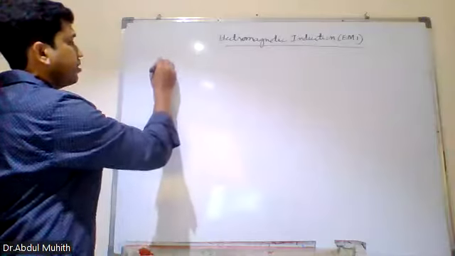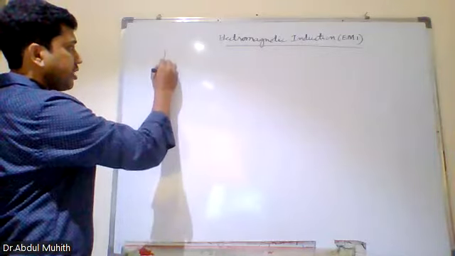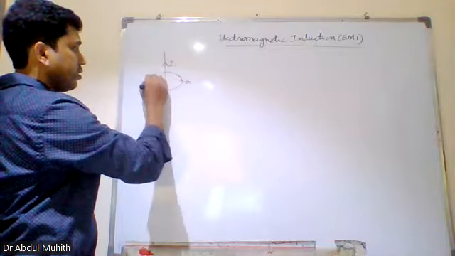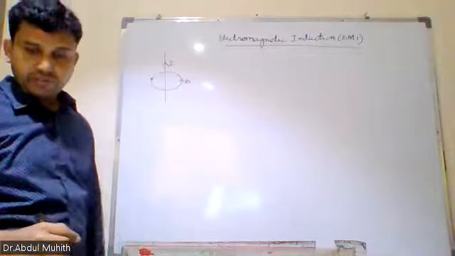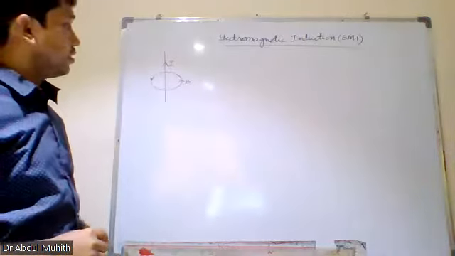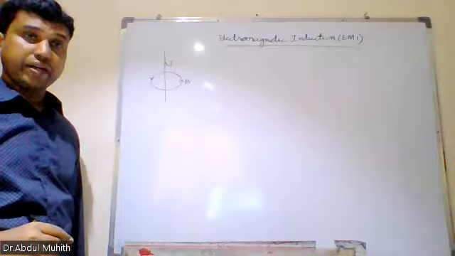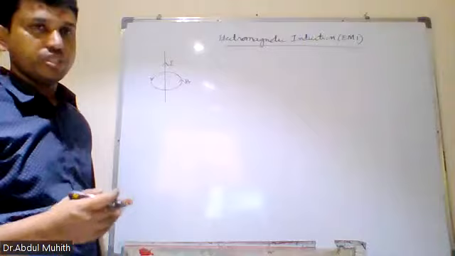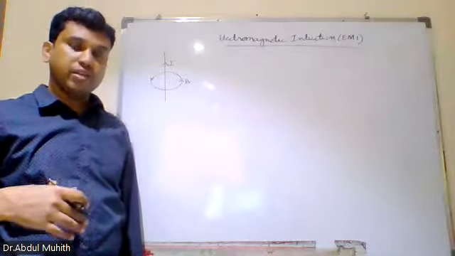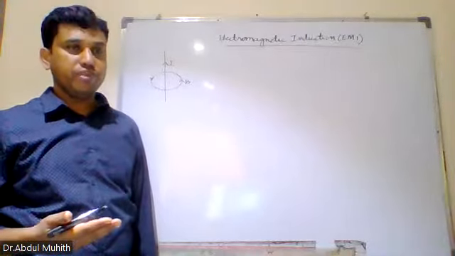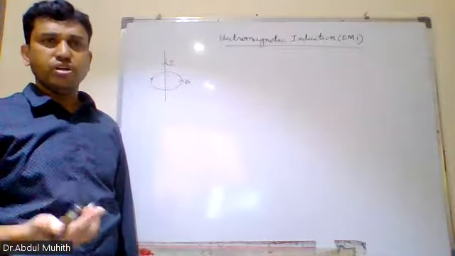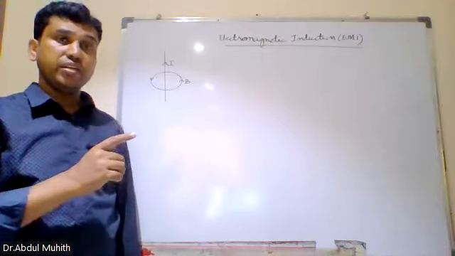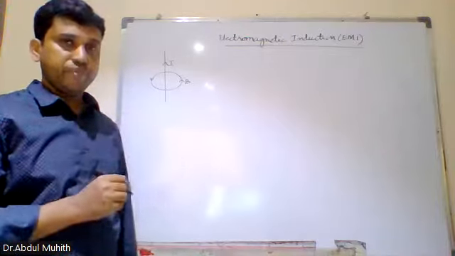Now here, see here. Earlier we discussed that whenever there is a current in a conductor, around it there is a magnetic field. This was explained by many scientists. Oersted told about this, then Ampere, then we have the right hand thumb rule. Many rules are there. All of these scientists told that whenever there is a current in a conductor, around it there is a magnetic field.